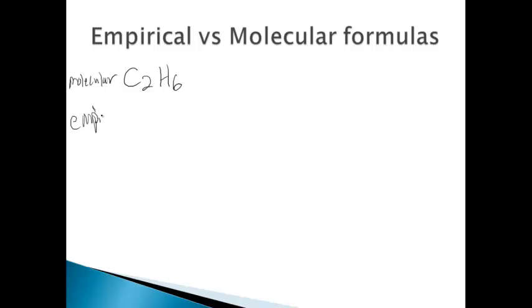And if you remember, the empirical formula is reduced. So this is a 2 to 6 ratio that can be reduced if you divide them both by 2 to CH3. And there we go. What we have here is the empirical. In the last video I showed you how to calculate empirical. We now are going to figure out how to do the molecular, the real formula for it.